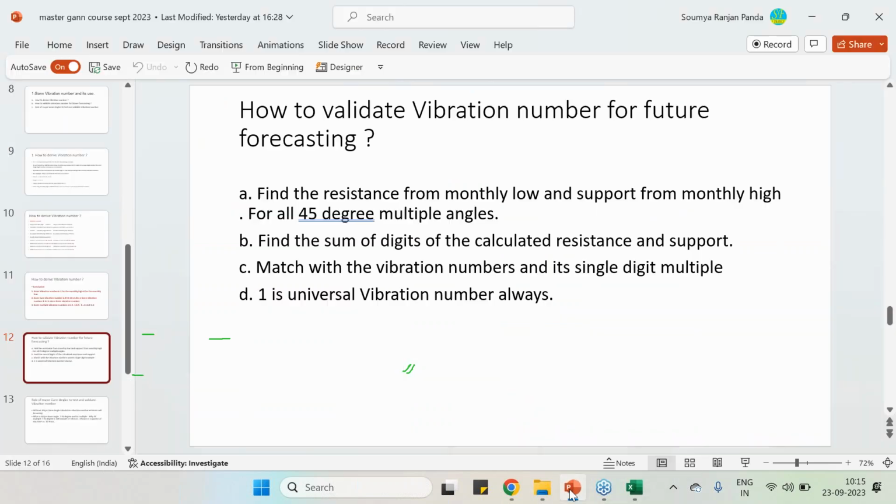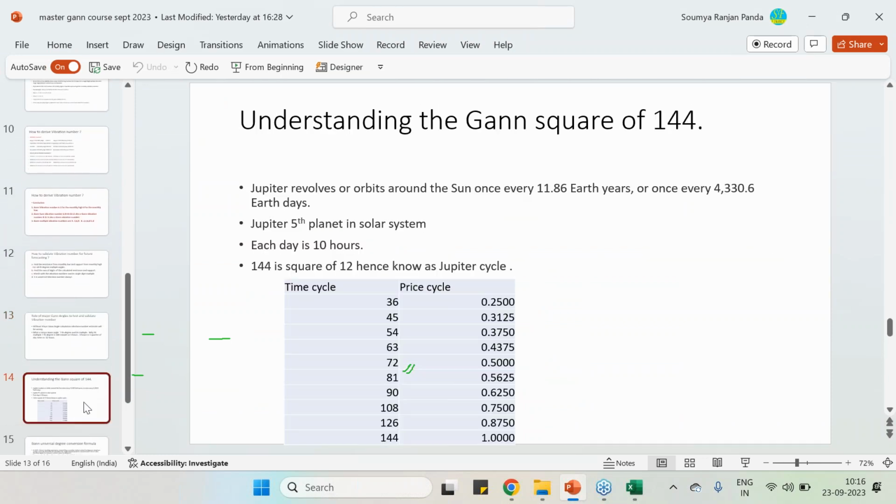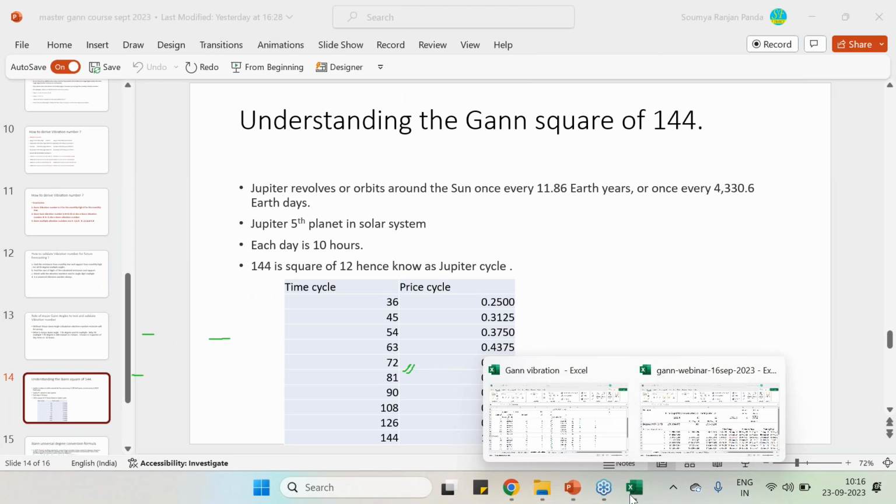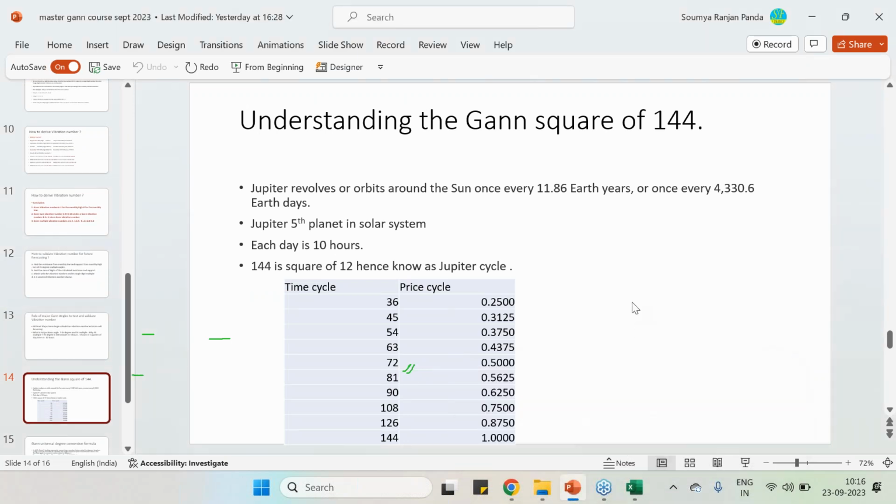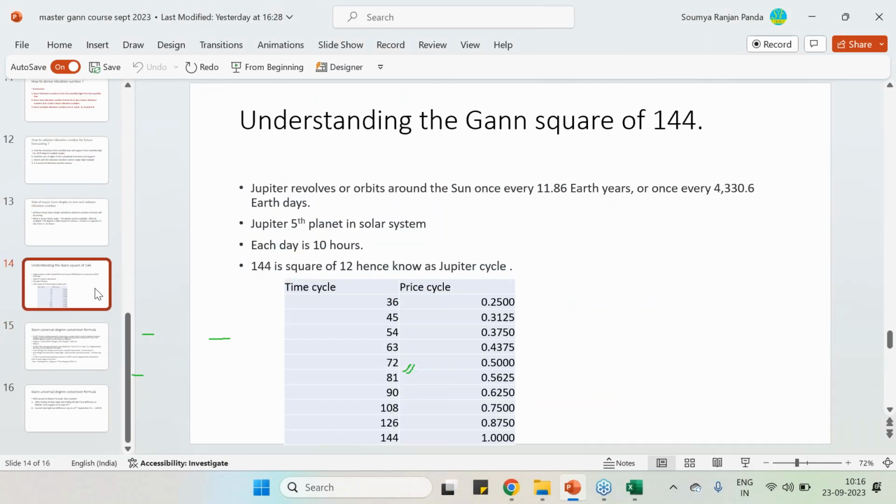Coming to the next topic, this is also a very important topic, square of 144. As I have told you, millions of Gann literatures you can find. So I must thank you, Mr. Deepak ji, who has given me a lot of Gann literatures, though many of them I had. But here, one thing, very careful: since anything works, it also has greater chances of exploitation.